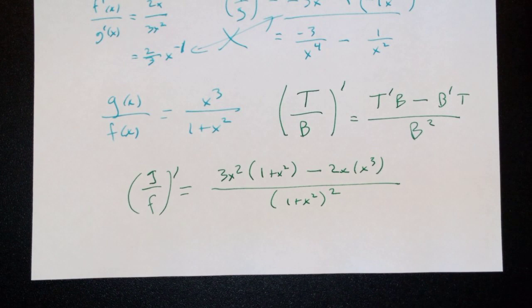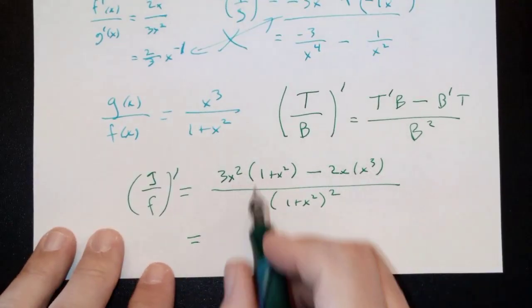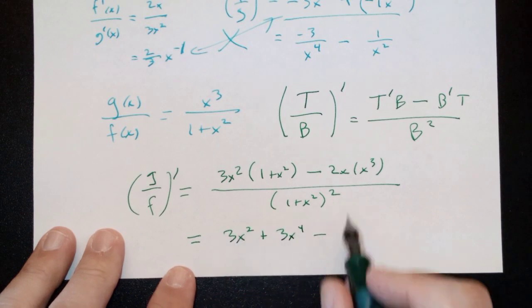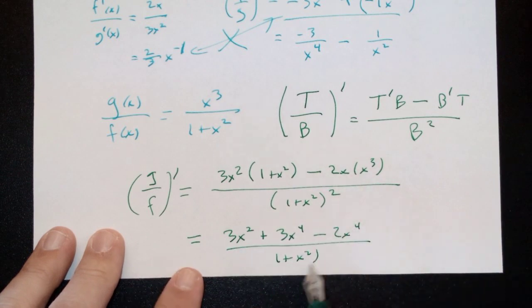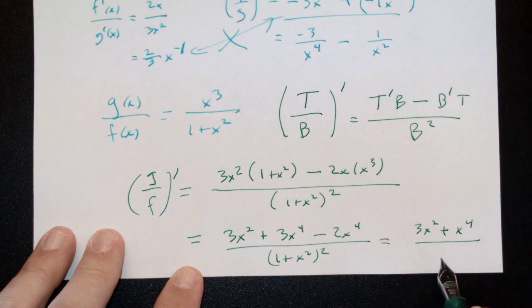It is usually helpful to simplify at least the numerator. I can leave the bottom perfectly fine as is, but it almost always makes sense to multiply out the stuff on top. In which case, I get 3x squared plus 3x to the fourth minus 2x to the fourth. Well, those I can subtract. 3x squared minus, no, plus 1x to the fourth.